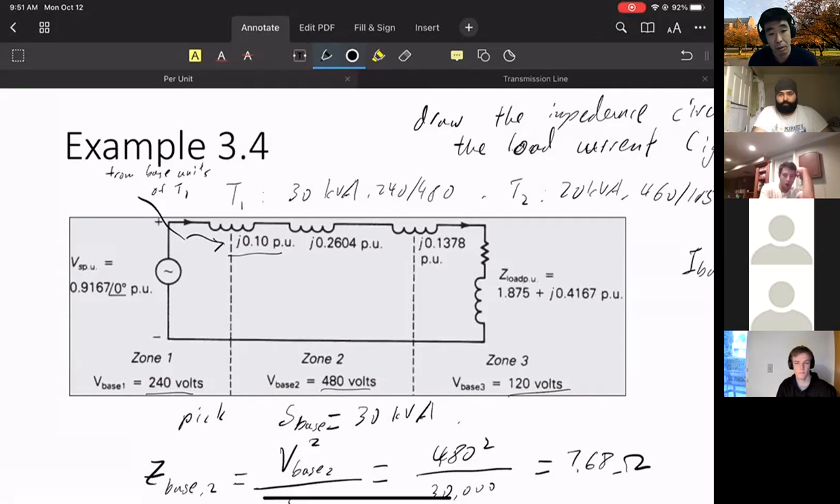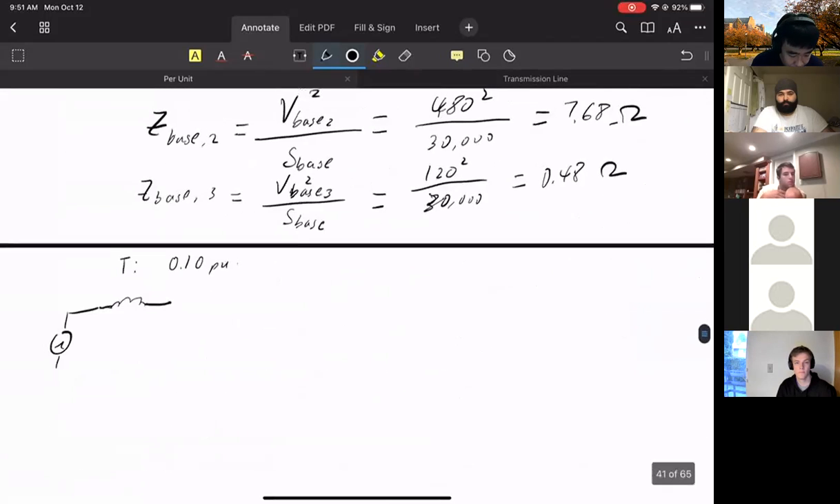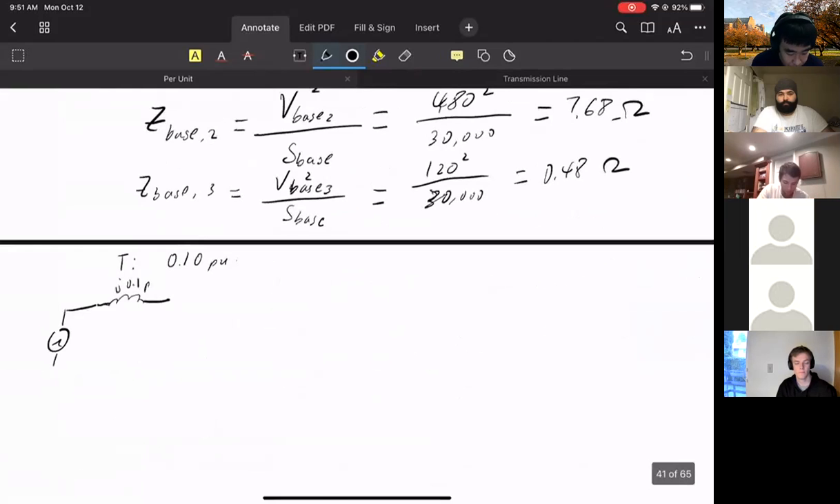But for this case, we pick the base power to be the same as transformer 1. We pick 30 kVA in this case. We pick the base voltage on this side to be 240 volts, the same as T1. So for this impedance, when we draw it in our now per unit circuit, this does not change. This is still j0.1 per unit. This is consistent. The per unit value did not undergo any changes. So this value is fine.